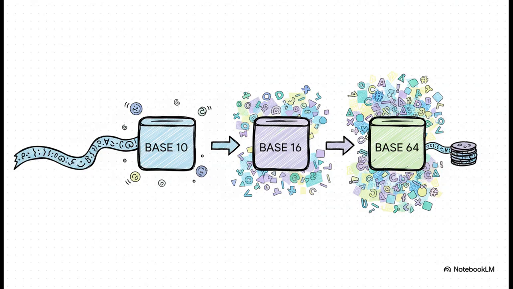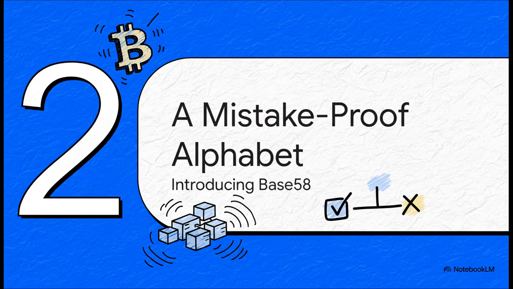Okay, think about how we count. We use base 10, right? 10 symbols, 0 through 9. But to make really long numbers shorter, computers use systems with a bigger alphabet. You've probably seen hexadecimal, or base 16. That's where they add the letters A through F. Then you have things like base 64, which throws in uppercase letters, lowercase letters, and even a few symbols. It's a simple idea. The more symbols you have to work with, the more compactly you can represent a big number. So Bitcoin's creators looked at this and thought, okay, that's a good start.